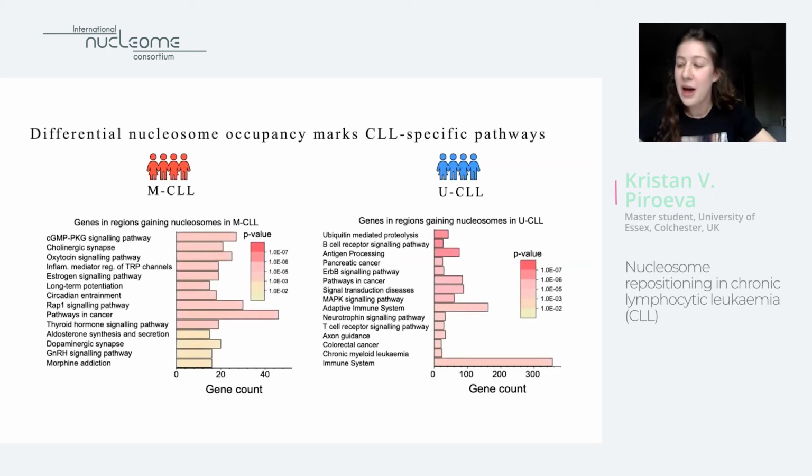So what else? We also observed that differential nucleosome occupancy marks CLL-specific pathways. We performed pathway analysis of genes found inside the regions losing and gaining nucleosomes in the two CLL subtypes. For example, as seen from this graph on the right, these regions which gain nucleosomes in UCLL are enriched with genes involved in the B cell receptor signaling pathway, as well as many genes involved in the immune system response.